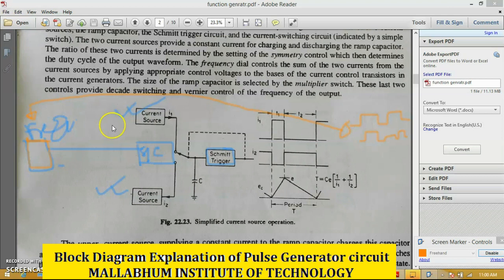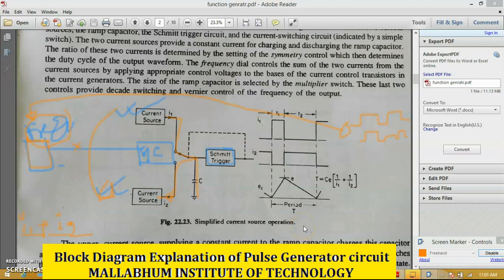Now whatever happens inside is that as soon as we change the frequency knob of the generator circuit, this frequency control circuit is actually providing the sum of the currents of these two. That means this frequency control circuit is responsible for the sum of these two currents, I1 and I2. Now this I1 is responsible for charging this capacitor, and whenever this is not connected, this is connected like that, the switching circuit. Okay, so this I2 is responsible for discharging the capacitor like that.